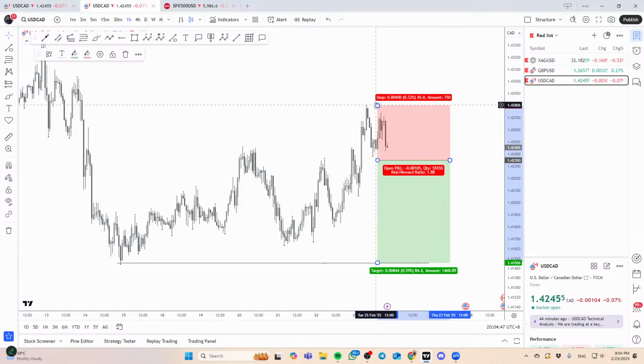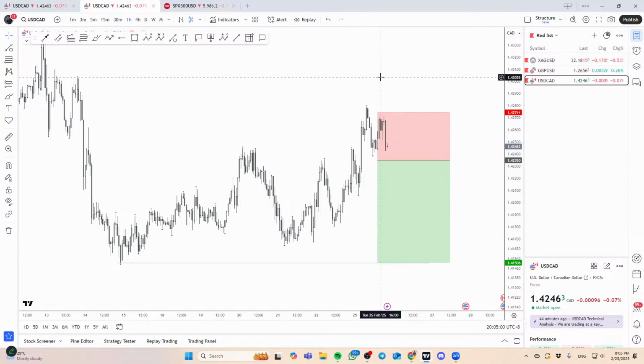Not really there. But again, you can squeeze your stop loss a little bit, just to where that minor high is. I think it doesn't make a huge difference, right? One is around 45 pips, the other is around 40 pips. It's a 5 pip difference.